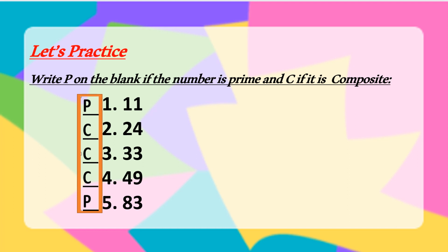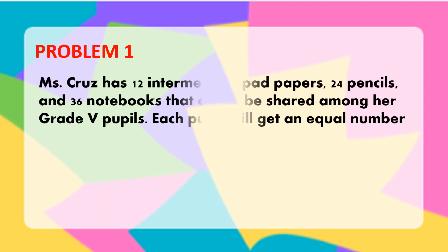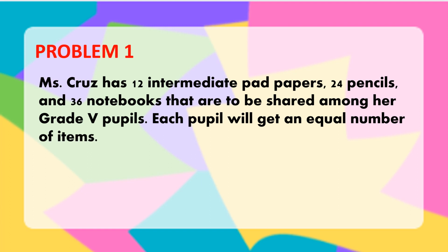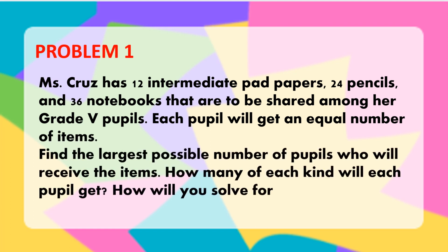Very good. Okay, so let's have problem 1. Miss Cruz has 12 intermediate pad papers, 24 pencils, and 36 notebooks that are to be shared among her grade 5 pupils. Each pupil will get an equal number of items. Find the largest possible number of pupils who will receive the items. How many of each kind will each pupil get?